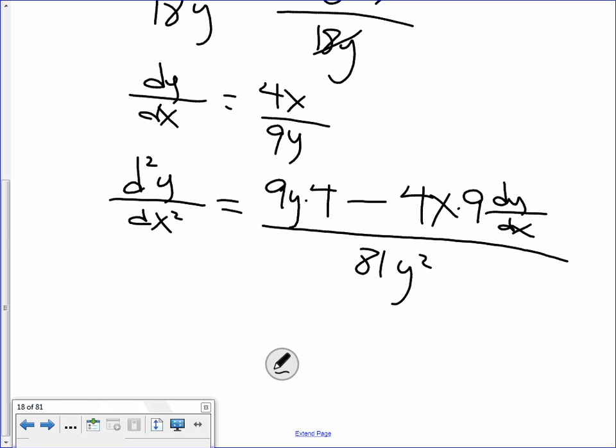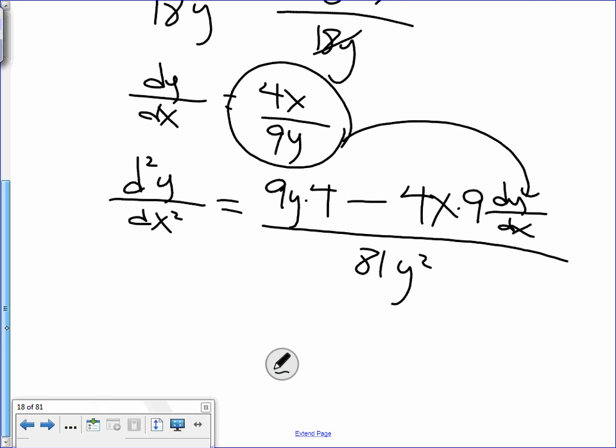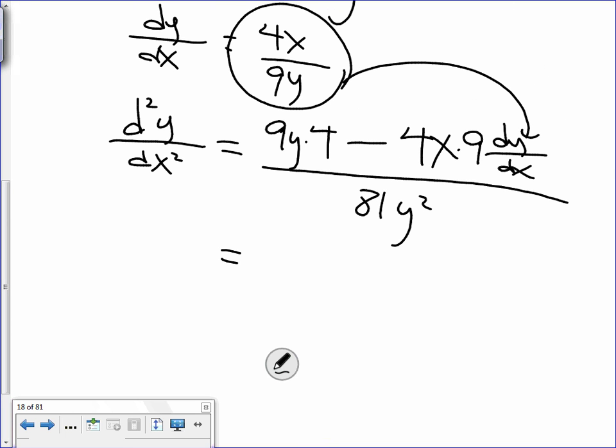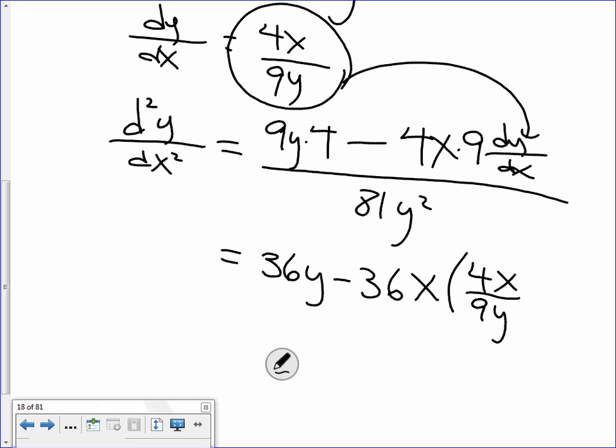Okay. Now, if the directions are get the derivative in terms of x and y, all I have to do is substitute in for my dy dx. That's it. I should clean this up a little bit. So let's see, I have 36y minus 36x. I don't even know why I'm multiplying. I'm going to cancel in a second. The dy dx spot is just 4x over 9y, all over 81y squared.